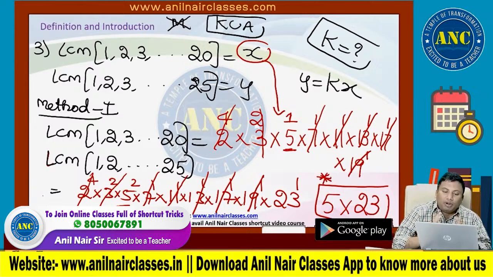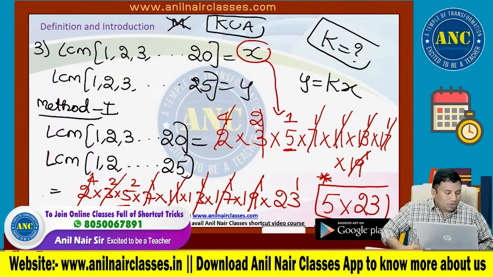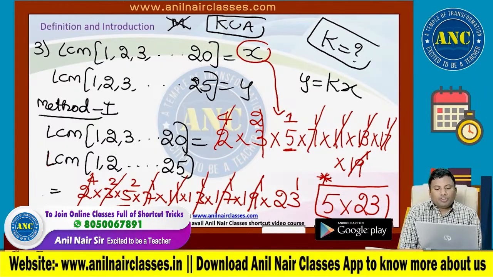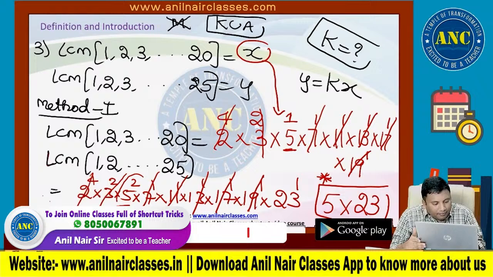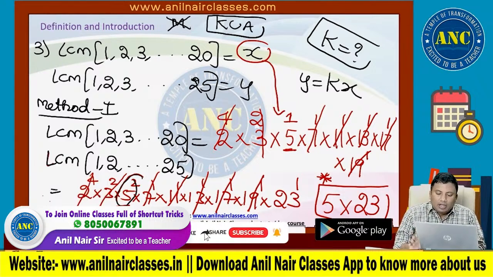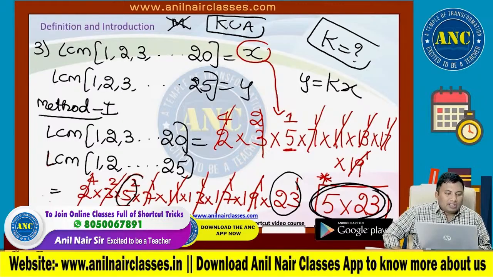A beautiful question. From 1 to 20, what are all the prime numbers? 2 power 4 is 16, 3 square is 9, 5 power 1 is 5, 7, 11, 13, 17, 19. Similarly till 25, what are all the extra numbers? 5 power 1, 5 square. Extra 5 is there. Extra 23 is there. 5 into 23 is K value. Answer is 115.